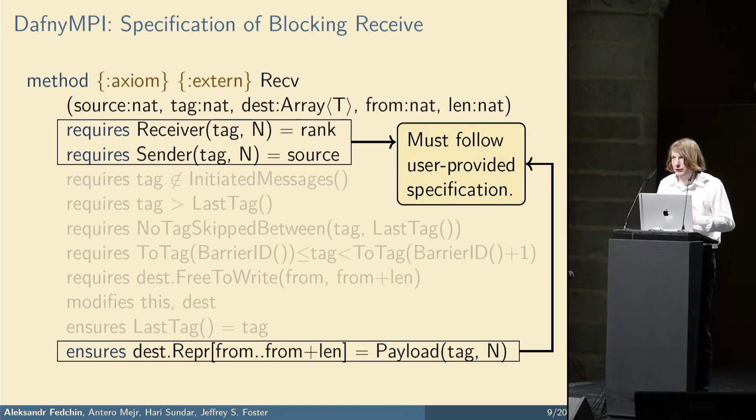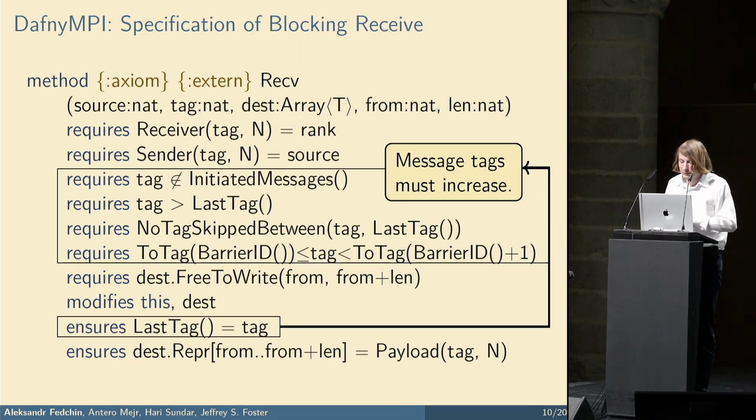Now, how is this topology enforced? Anytime the user wants to receive or send a message, they have to call the corresponding method in DafnyMPI. And that method has preconditions, requires clauses in Dafny, that check that the receiver and the sender are just as they have been specified by the user originally. And also, if you are receiving, for example, then you also get a postcondition that allows you to assume that the value being put into the destination array, destination matrix, is exactly as specified by the user. It's the payload of a message.